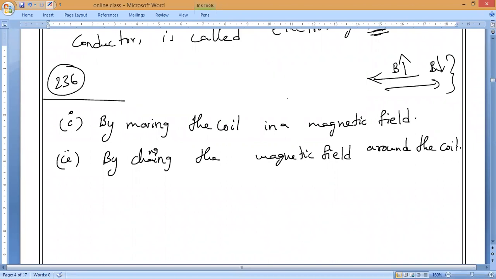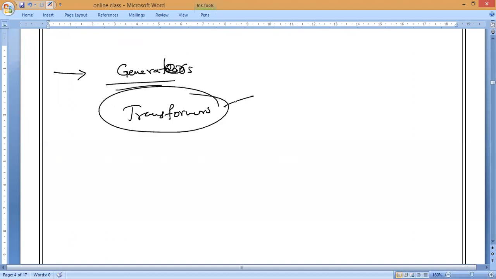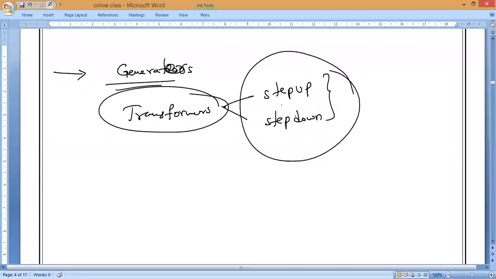Now one important thing I will tell you. With the help of induced current, we have two kinds of applications. One is generators, which work on the principle of induced current, electromagnetic induction. As well as that, you might know the transformers. Have you heard of transformers, guys? Please respond. Transformers are again of two types: step-up transformers and step-down transformers, which we use for increasing or decreasing current.